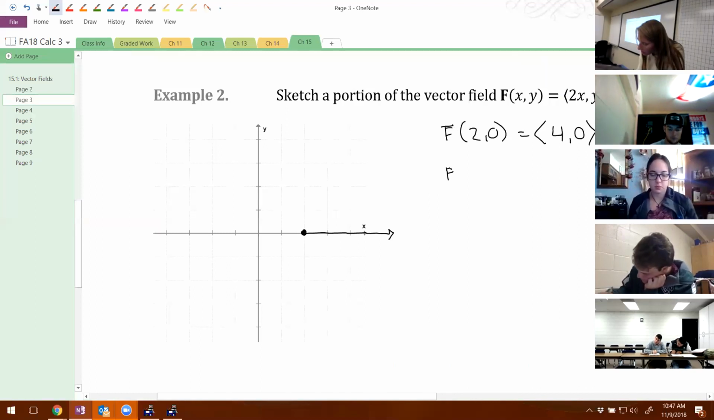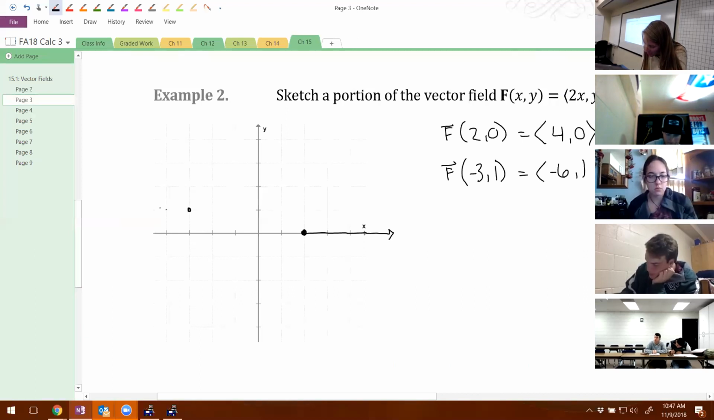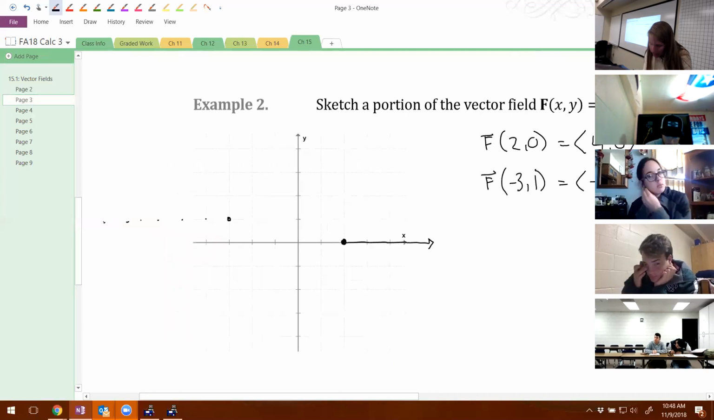Why don't you guys pick another point? We'll do like 2 or 3 more of these. Russell, give me a point. Negative 3, 1. So what vector would be associated with that? Negative 6. So 1, 2, 3, 1, negative 6. I definitely should put a burger plot on here. 1, 2, 3, 4, 5, 6.